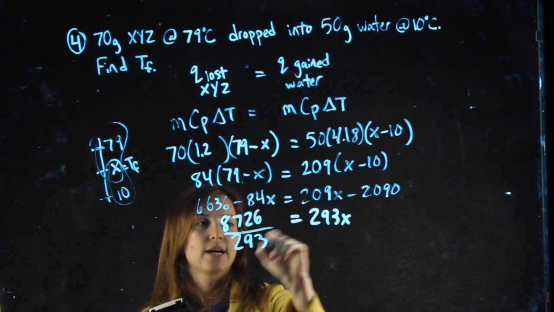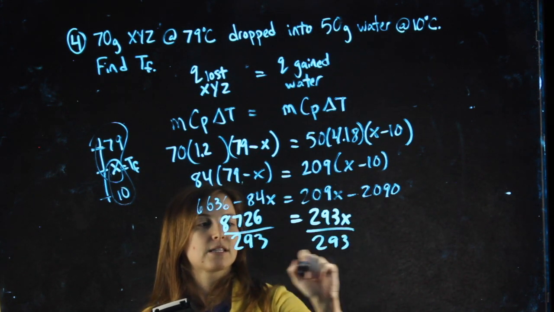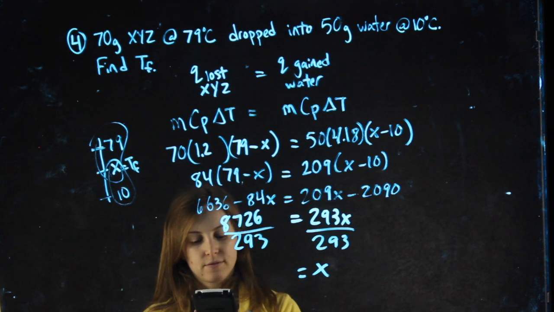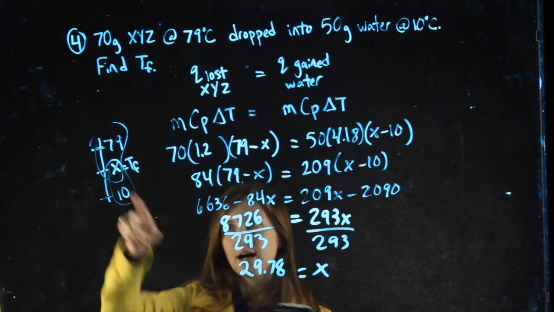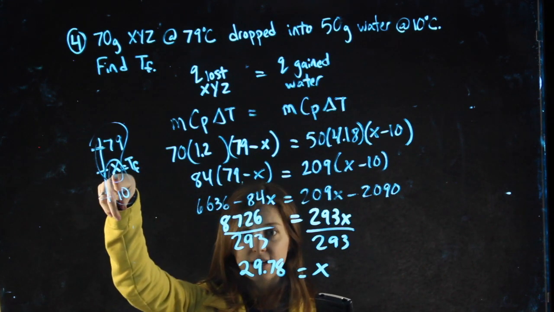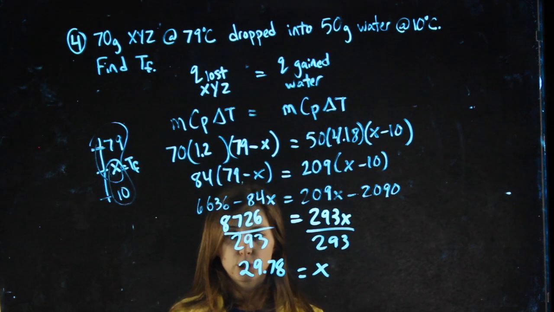Divide both by 293. Gets me x by itself to be 29.78. Because x is what I decided to call my final temperature, I have my final temperature, and I'm done.